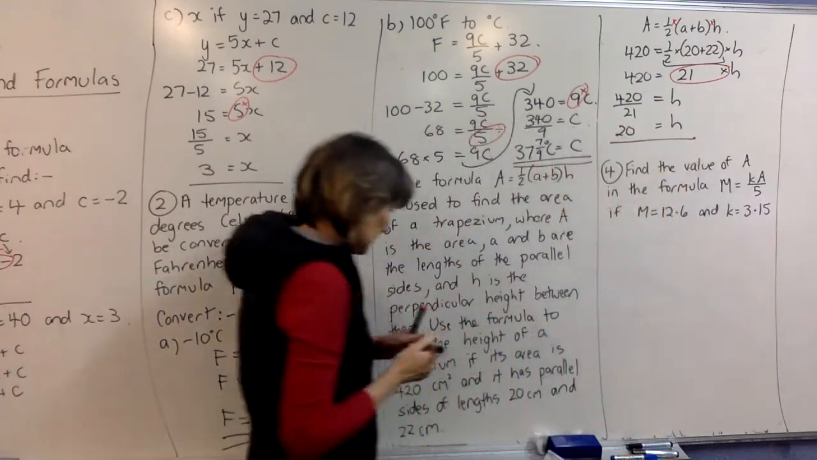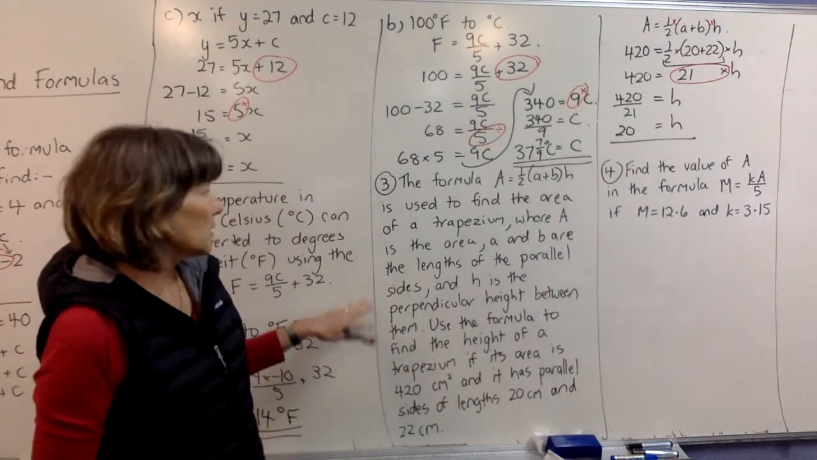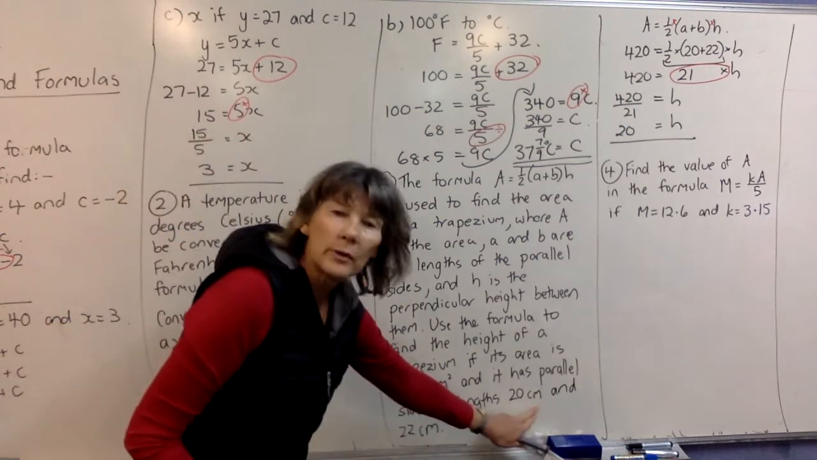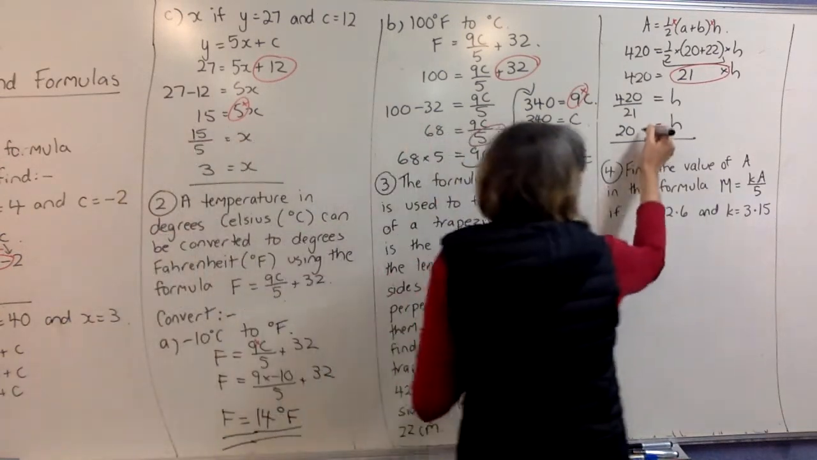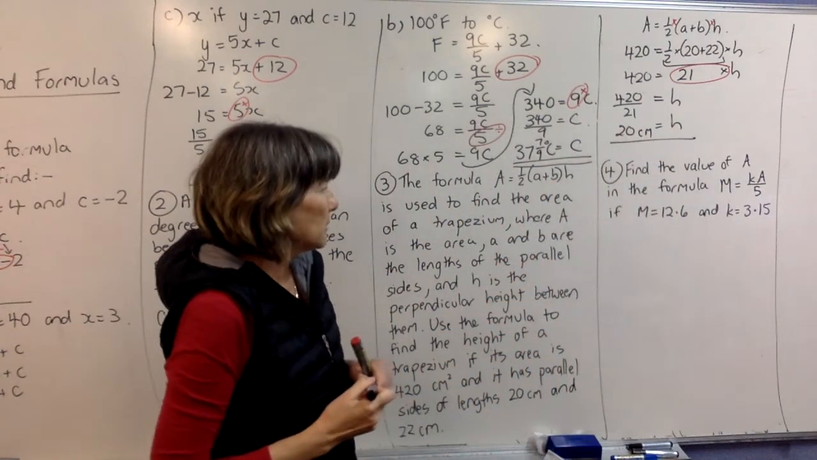Now, we've got to go back and see what that was. H is what? It's the height. So it's a length, isn't it? So we have to write it with the centimetres after it. Make sure you give your units on any of these questions that are word problems.